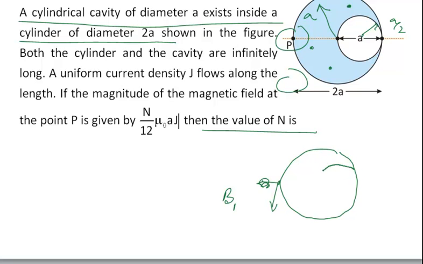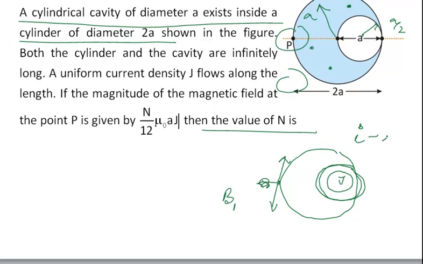Now if we assume that there is one more cylindrical portion, an infinitely long wire having radius a by 2, and if the same current density is flowing through this also, then it will also have some contribution of magnetic field at this point, but the only thing is that its direction is reverse.